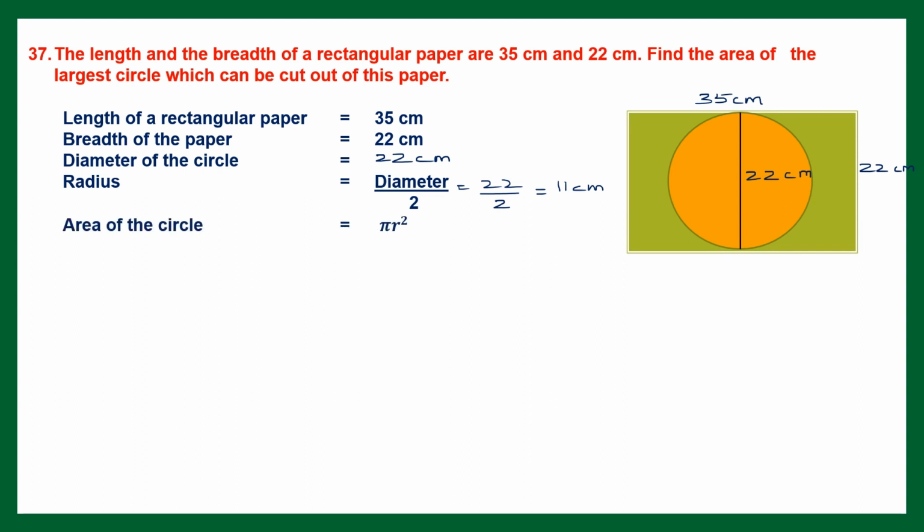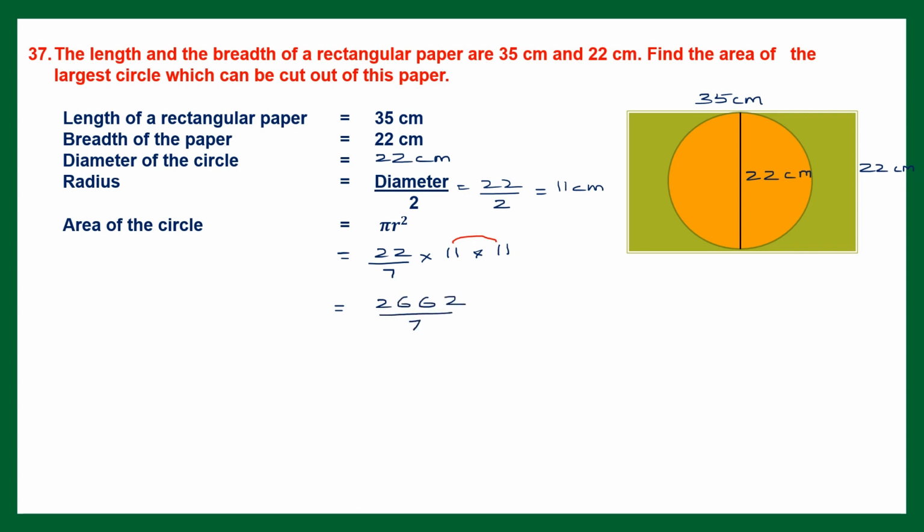So now let's continue and find the area of the circle by using the formula pi r square. And we know how much r is. Pi is 22 by 7 and r is 11 centimeters. So r square means 11 into 11. Now let's multiply. Now there's nothing that can be cancelled. So if I multiply 11 into 11, I get 121. So 22 into 121 will be 2662. Now divide this by 7.